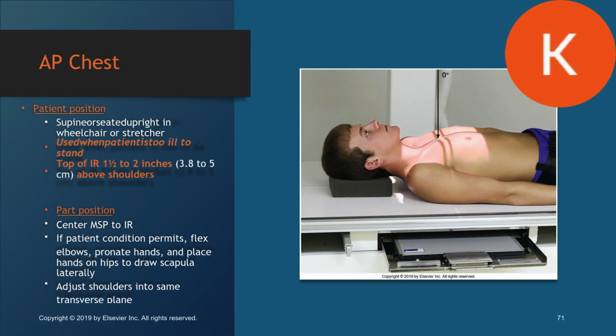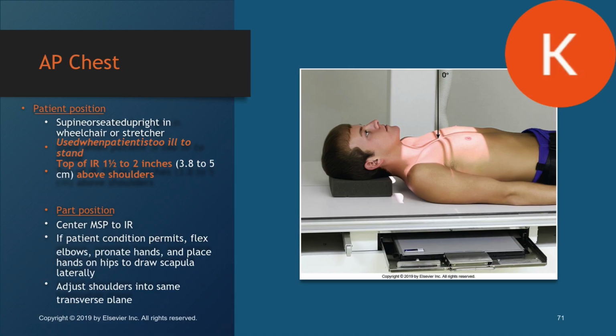We have the AP chest, and it shows the patient position, could be supine or seated upright in a wheelchair or stretcher. This is used when the patient is too ill to stand. So remember we spoke about our ambulatory patients and non-ambulatory patients. Sometimes you have to use this alternative view if your patient cannot stand or sit erect.